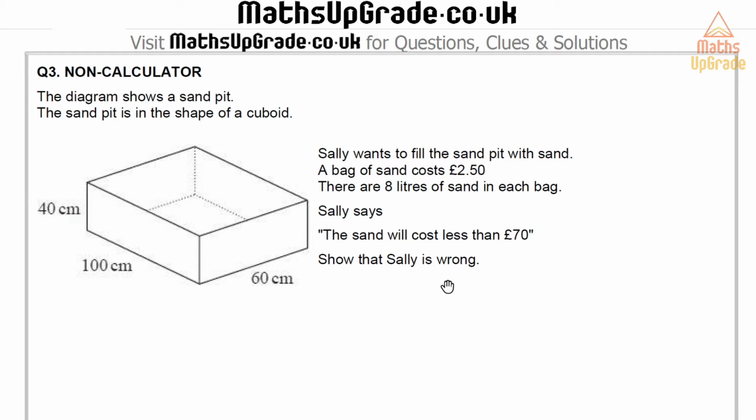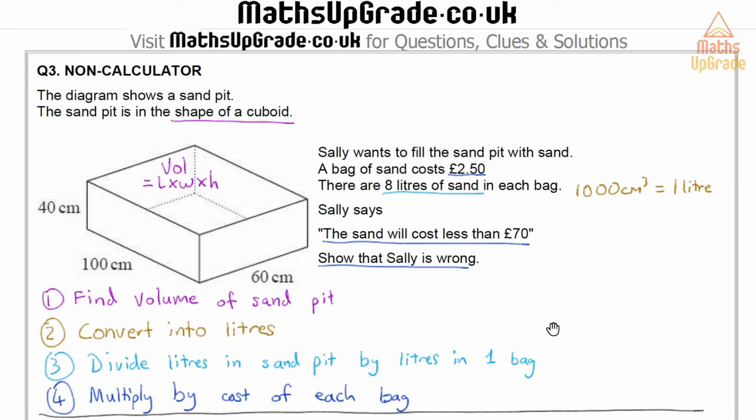The first thing I'm going to do is find the volume of this sand pit. I can do that using the formula for the volume of a cuboid. After that, I'm going to convert that into litres, since 1,000 centimetres cubed is a litre. Then I'm going to divide the number of litres in the sand pit by the number of litres in one bag, and then multiply that by the cost of each bag. So here are the steps I'm going to take.